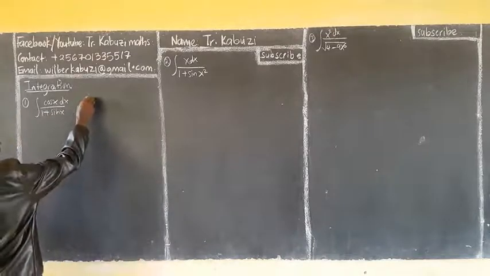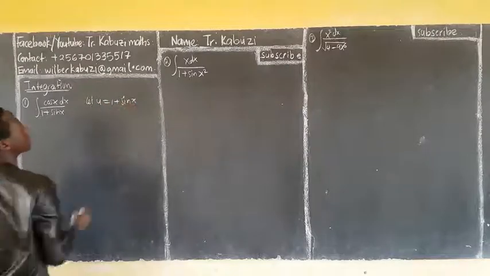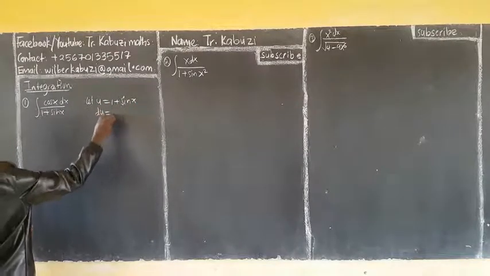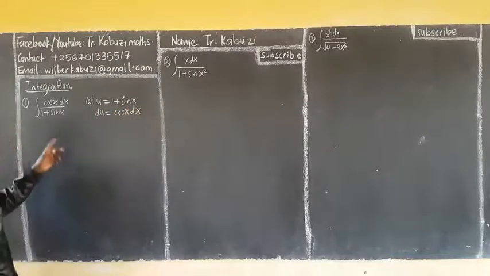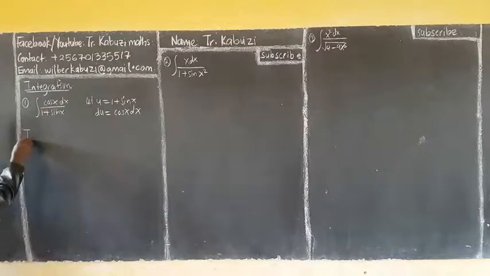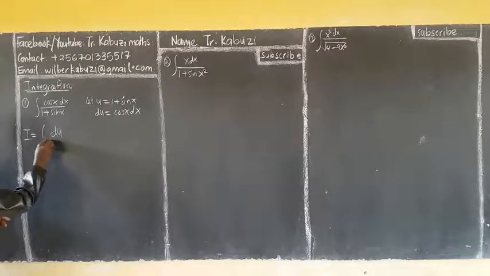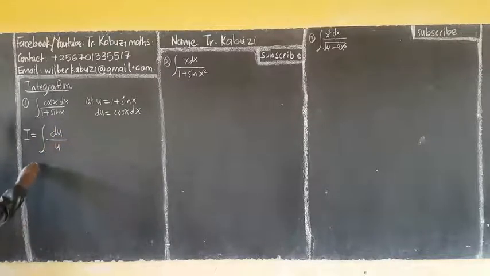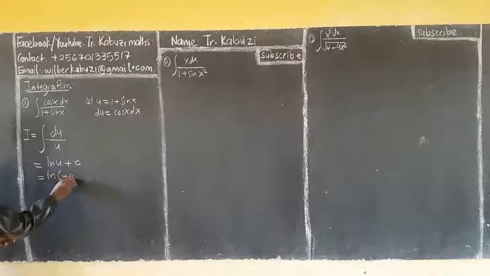So you see, I said let u be 1 plus sine x. So when I differentiate, the 1 will be 0. When I differentiate sine, I get cos x dx, and you see already it's there. So now this integral will be the integral of du over the whole of this, which is u. And when you integrate this, you get natural log of u plus the constant. But our u was 1 plus sine x, so it's natural log of 1 plus sine x, then plus c with ease.